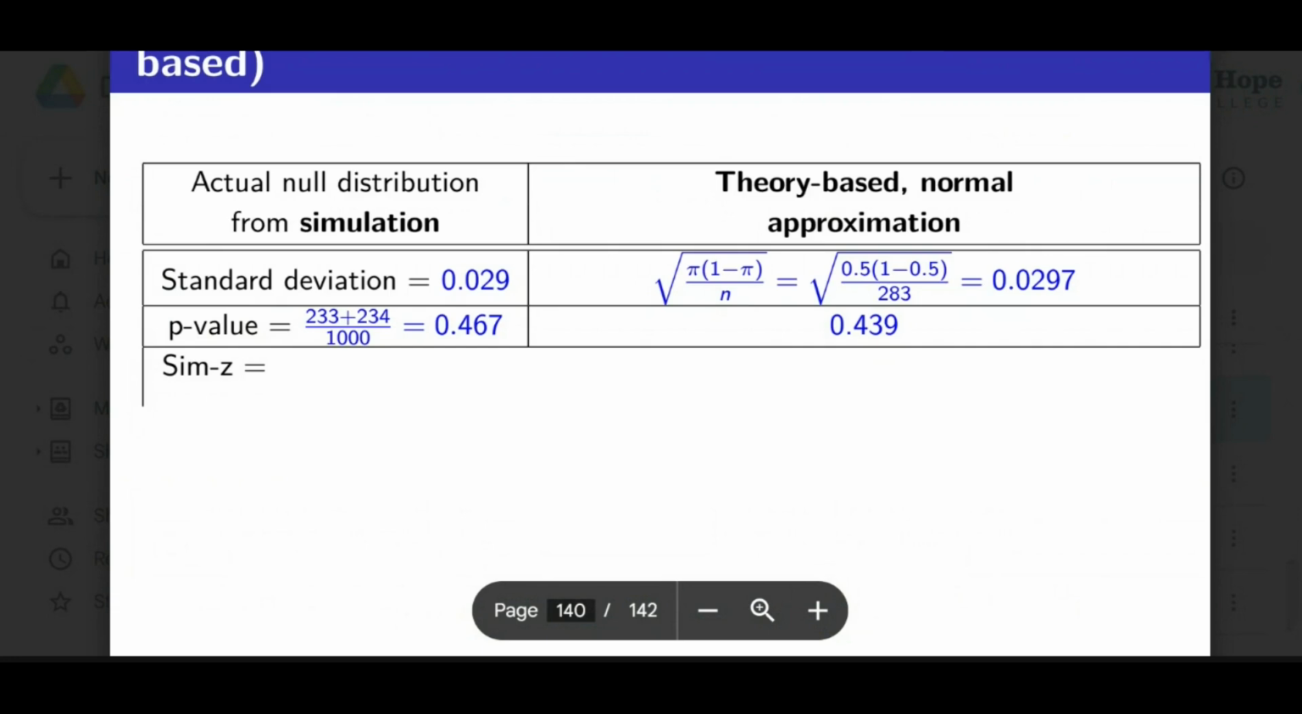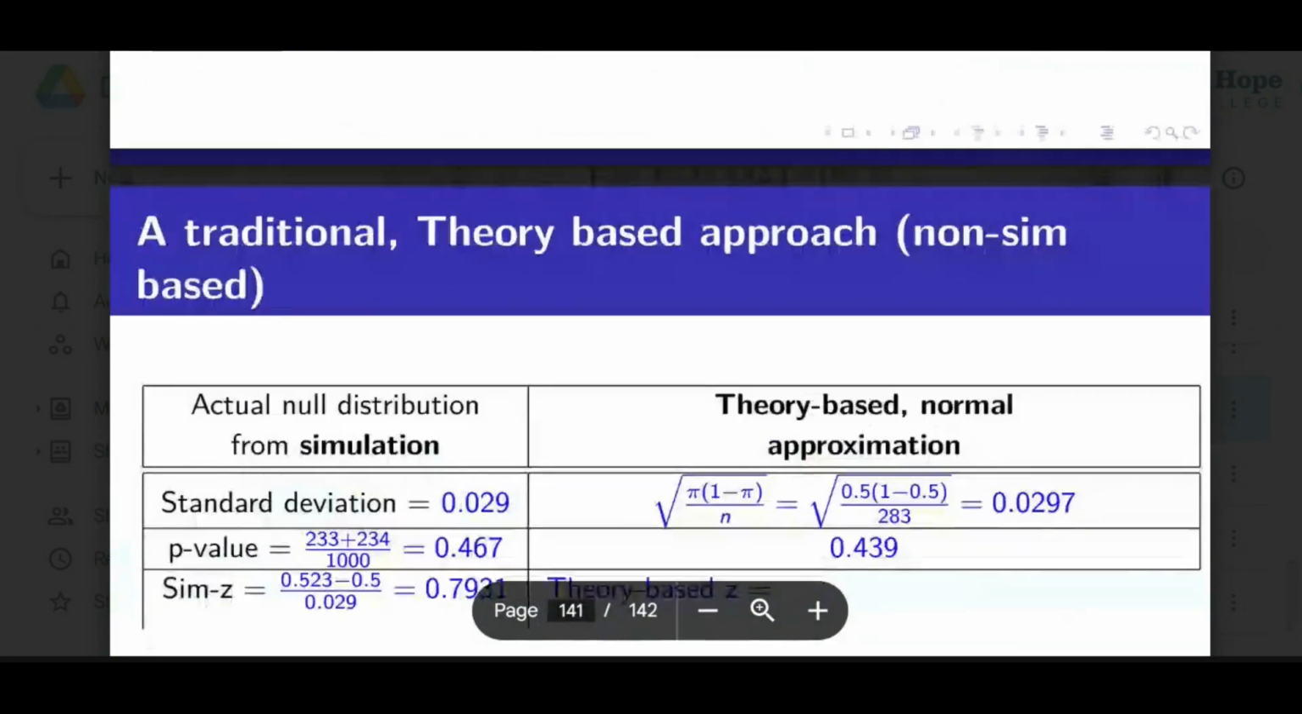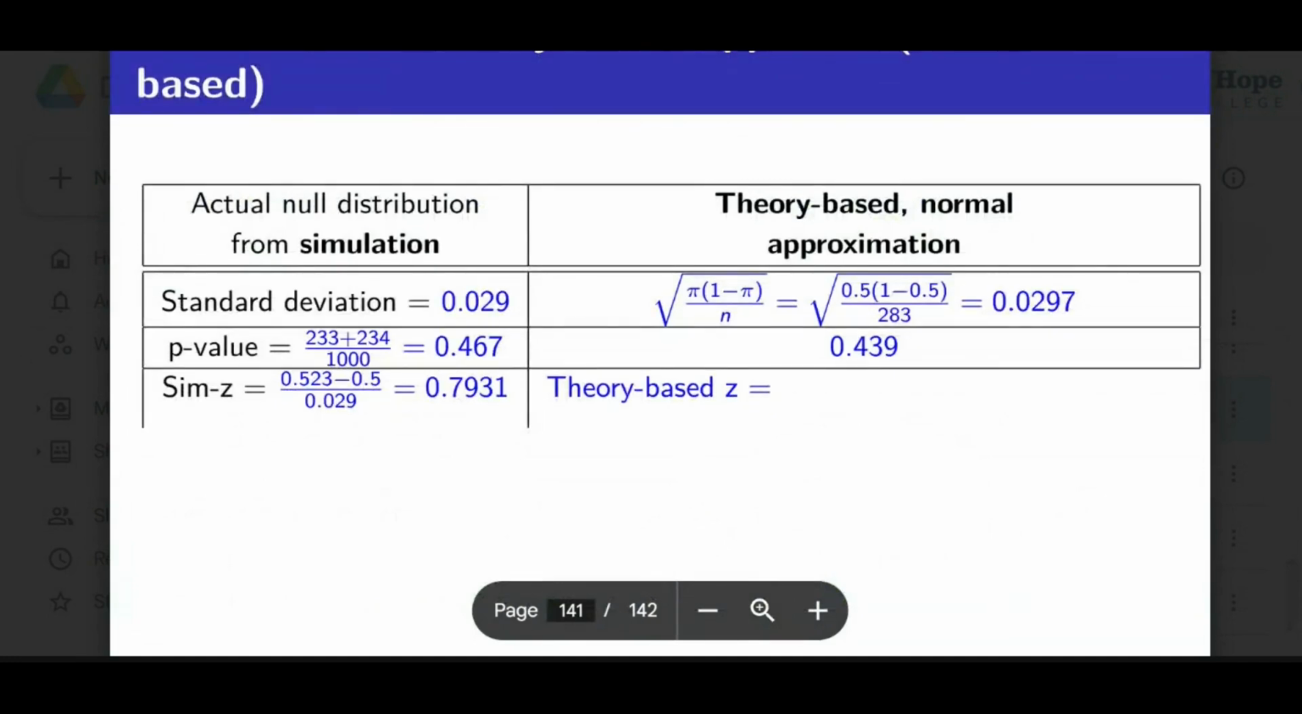What was sim Z? How do you find sim Z? Revision from last week. Sim Z is always found by taking what you saw. I didn't tell you what you saw. In the sample, 52.3% of the children chose candy, I think. That's your observed. Status quo is 50-50. If children have no preference between candy or toy, then they will choose either with 50% chance. But there was a slight preference for candy, so 52.3%. So observed minus hypothesized over SD. Everything that's simulation, you keep on the simulation side. Now we will do the counterpart.